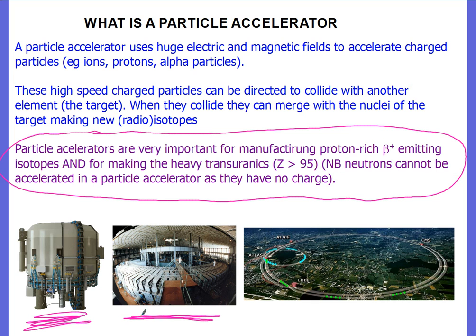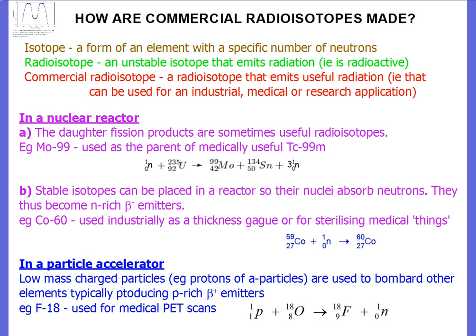This is a big particle accelerator used to make transuranics, and this is the massive LHC particle accelerator used to investigate the early universe. As you can see, the bigger and bigger the particle accelerators get, the higher and higher speed you can accelerate your particles. So how do you make commercial radioisotopes?